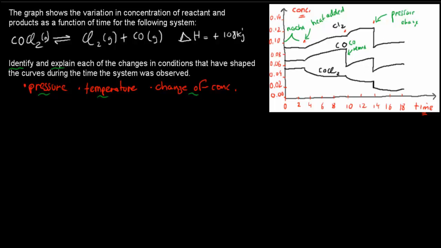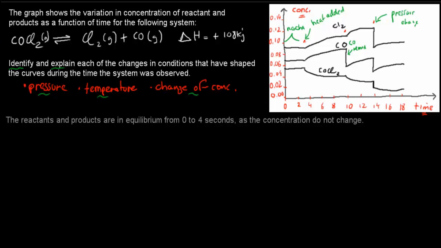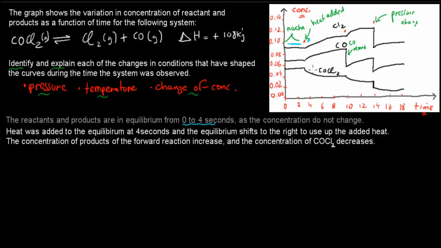So I'll go through these steps. First, what I said is the reactants and products are in equilibrium from 0 to 4 seconds as the concentrations do not change. That's this part here. We've got equilibrium, nothing is changing. Then the second part, which was here, when I said that heat was added, I said why as well. Obviously, I could conclude that from what happened. Heat was added to the equilibrium at 4 seconds, and the equilibrium shifts to the right to use up the added heat. So that's the explanation.